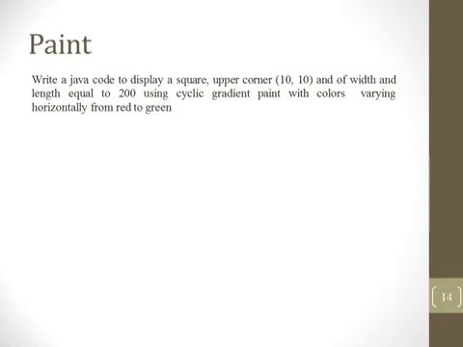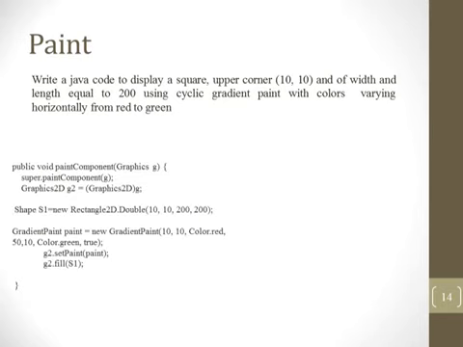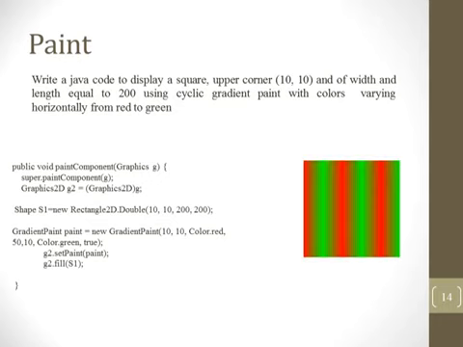A TexturePaint object is created with the following constructor: TexturePaint, BufferedImage, Rectangle2D anchor. The image defines the texture for painting, and the anchor rectangle specifies the position of the image in the user space.